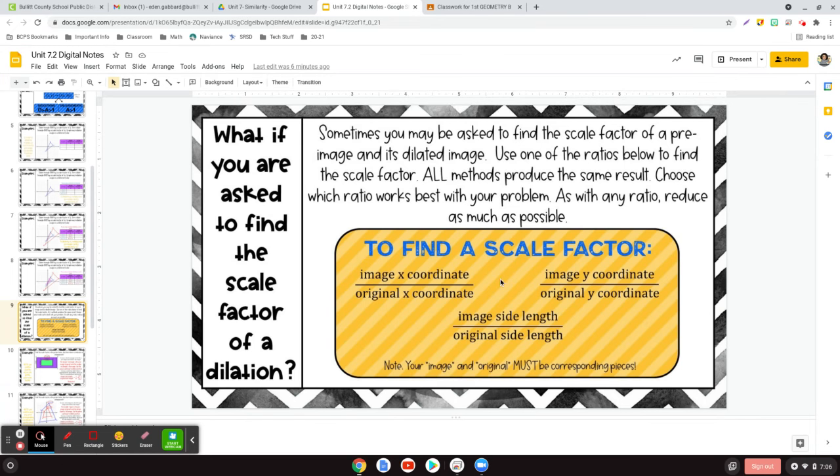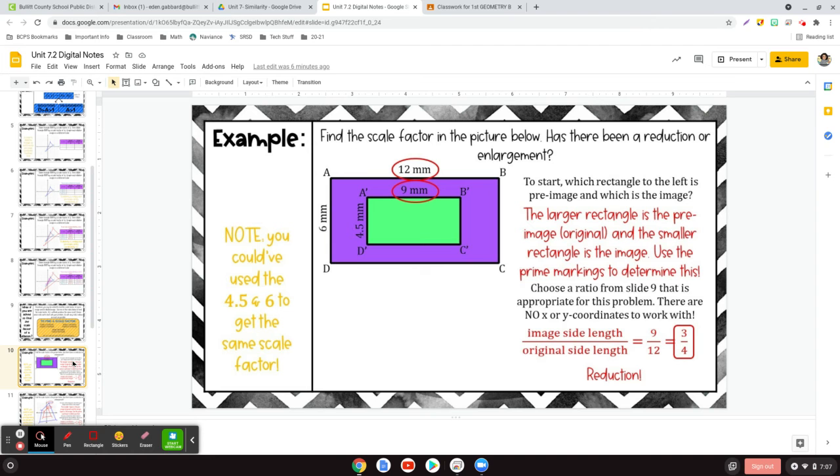So to find the scale factor, we have these three options. We can take the image x coordinate over the original x coordinate. We can take the image, our ending figure y coordinate over the original y coordinate. Or we can take the image side length over the original side length. And so we're going to use the side length on things when they do not give us the coordinates, but give us the measure of our sides. So let's look at that here.